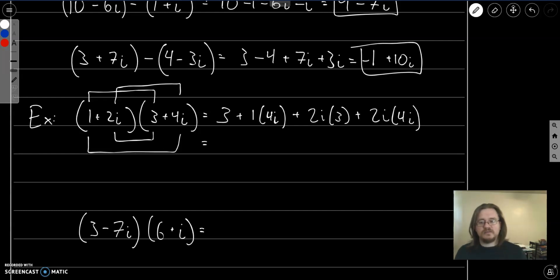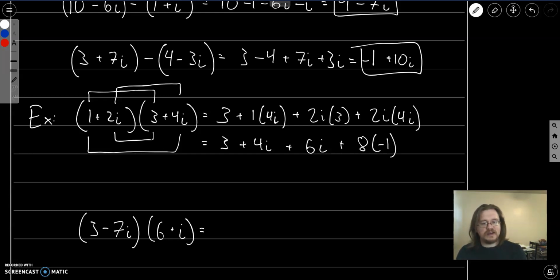And now we get to start simplifying. So we've distributed all of our things. So the 1 times the 3 is just the 3. 1 times 4i, well, 1 times anything is just that thing. So this is just going to be 4i. 2 times i times 3, that's 6i. And here, I've got 2 times i times 4 times i. Well, the 2 and the 4, so 2 times 4, that's just going to be 8. And i times i, that's negative 1.